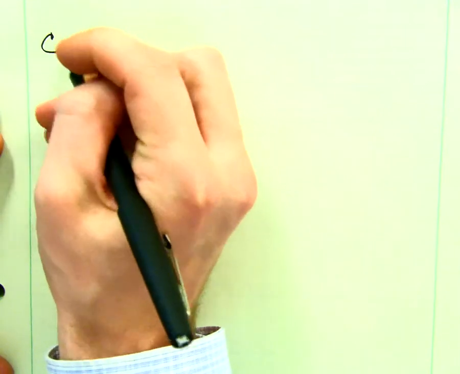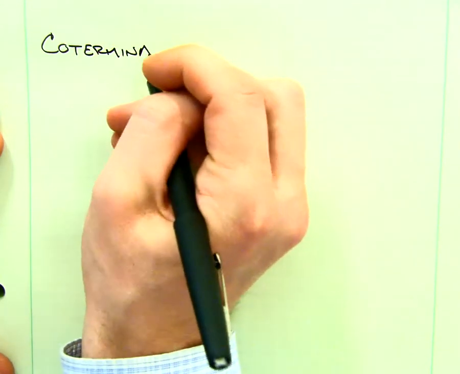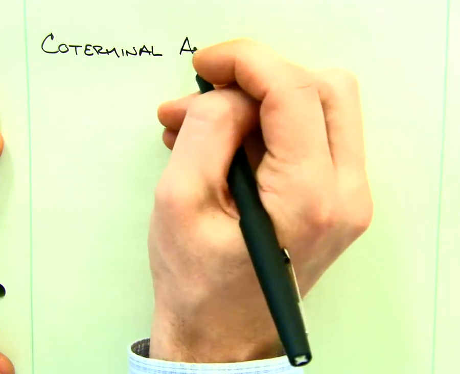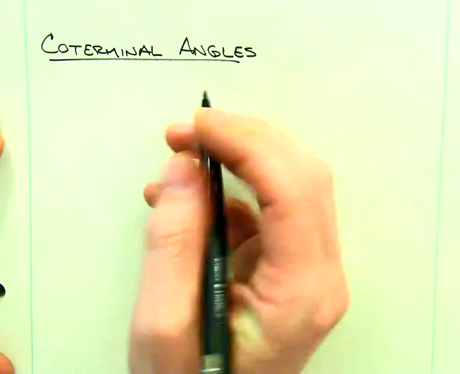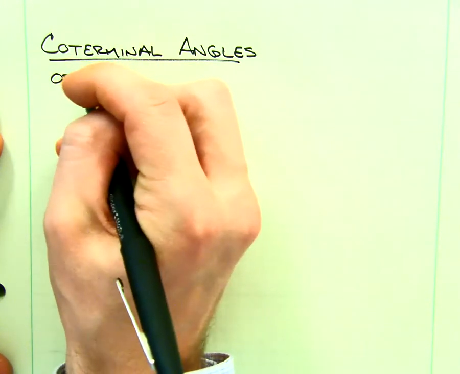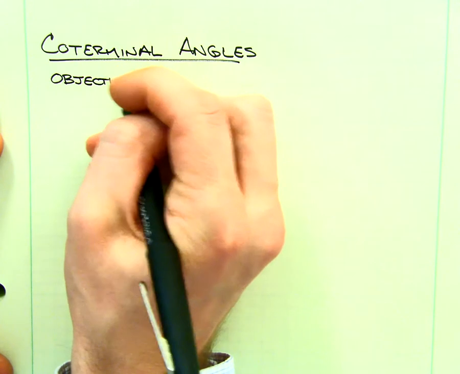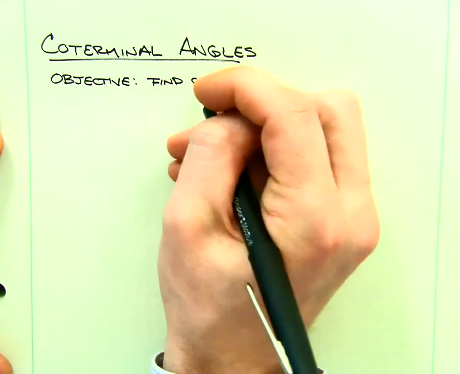Good evening, class. Today we're going to be talking about coterminal angles. Coterminal angles. And so our objective is pretty simple. It's just to find coterminal angles.